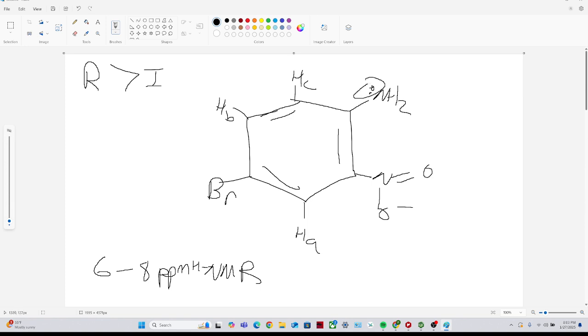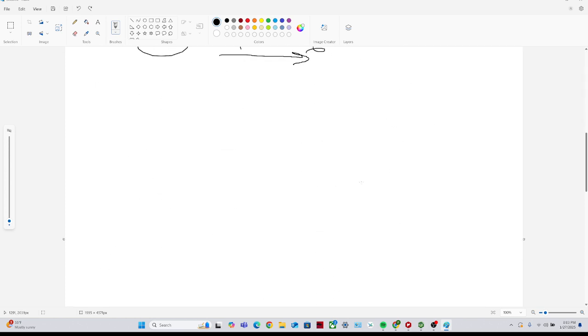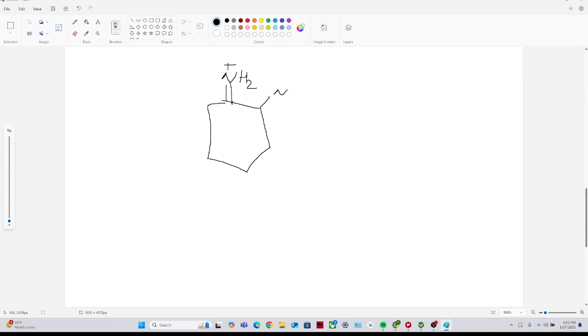What happens is that these lone pairs will add into the ring, and you're going to form delocalization. First, you have this double bond that's going to break and go onto this carbon right here, the ortho position. Then I build up negative charge, and I'll draw this more clearly here. So here is my aniline.